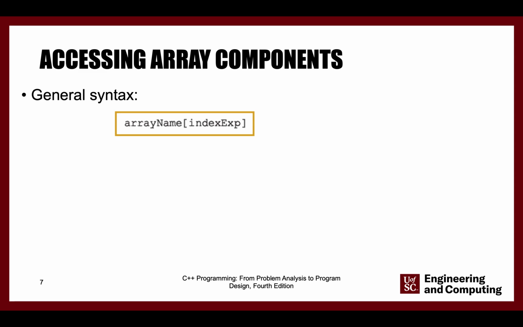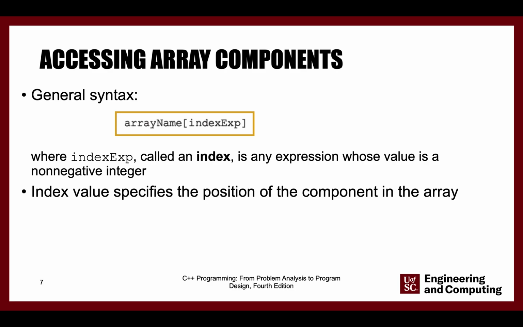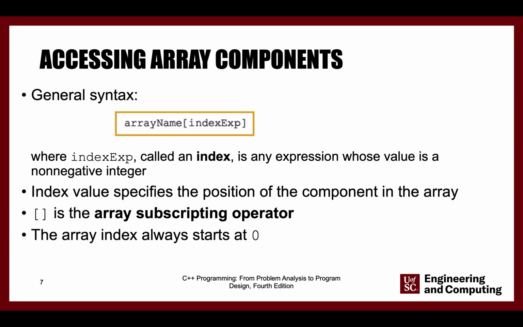So the general syntax for accessing array components is going to be this, where we have the array name and square brackets and then the index. And the index needs to be a non-negative integer. Some programming languages allow negative indexing, C++ does not. And this index value specifies the position of the component that we want to pull out. These square brackets are also known as the array subscripting index, and remember, we always start at 0.